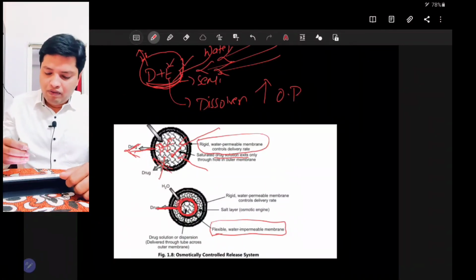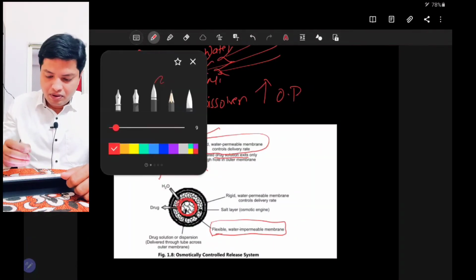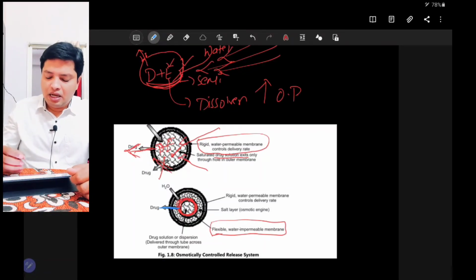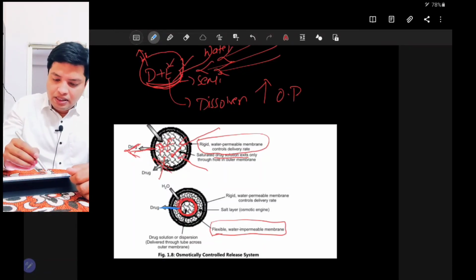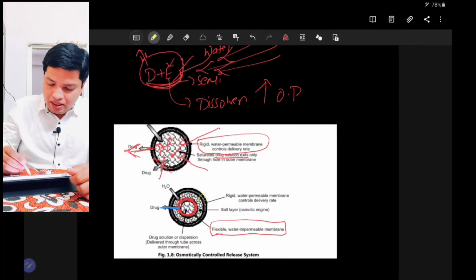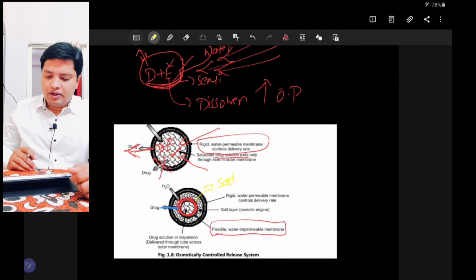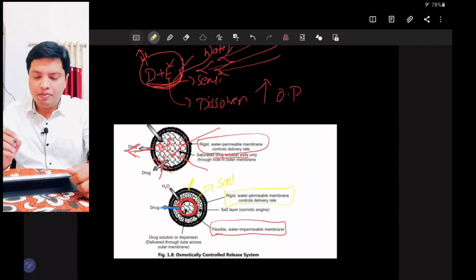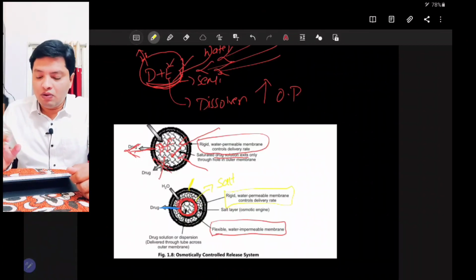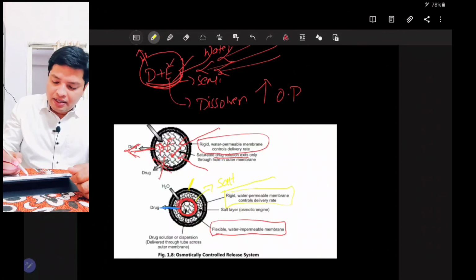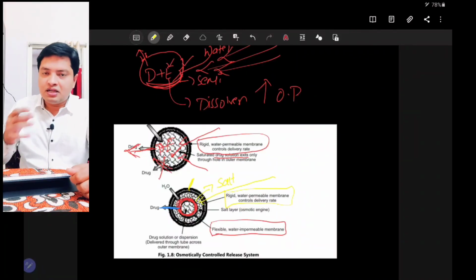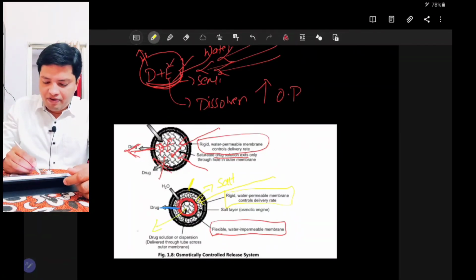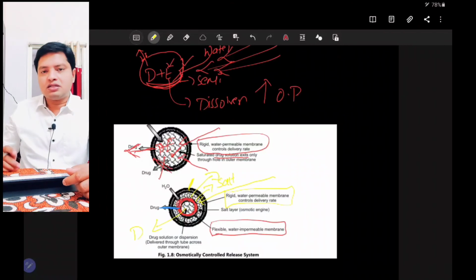Also surrounding this we have salt, and outside that we have a rigid water permeable membrane. This membrane is permeable only to water. Once water enters, the salt never enters the drug compartment. We have a compartment for salt. This is the compartment for drug, and this is the compartment for salt.